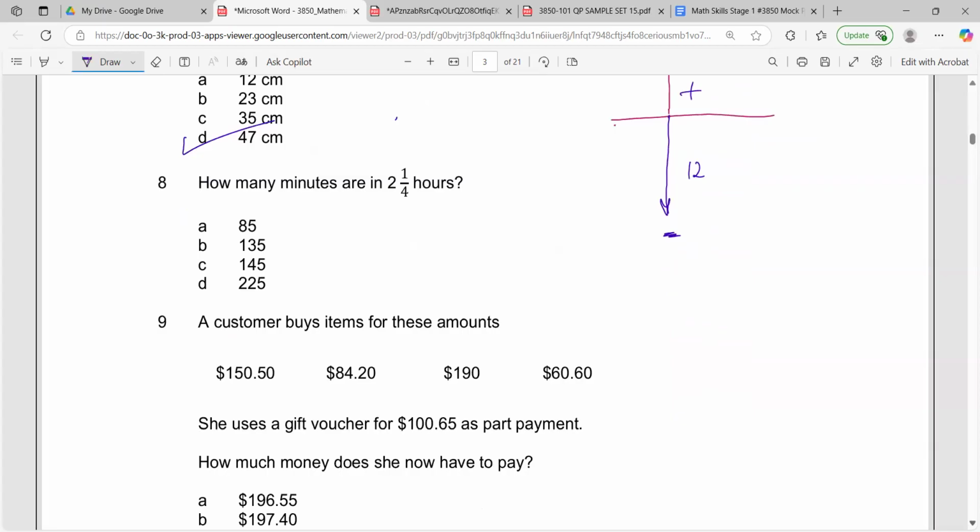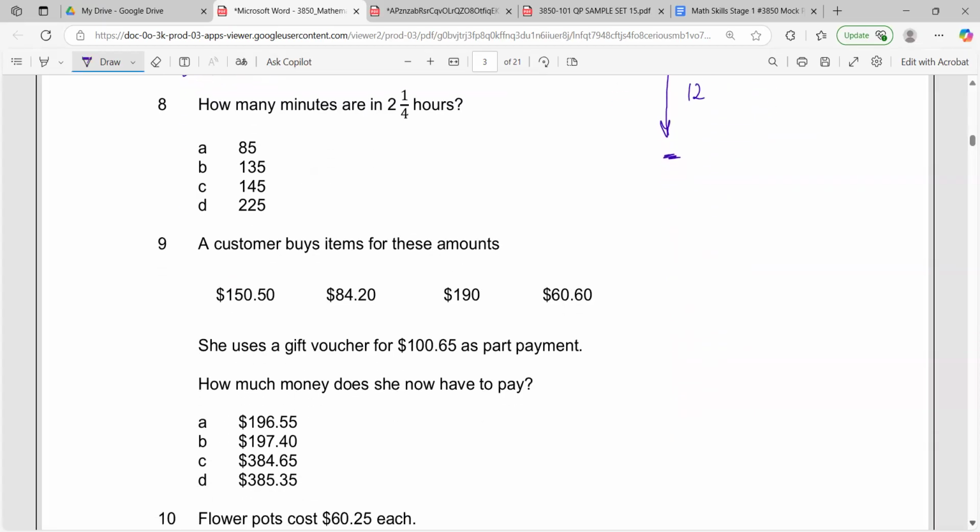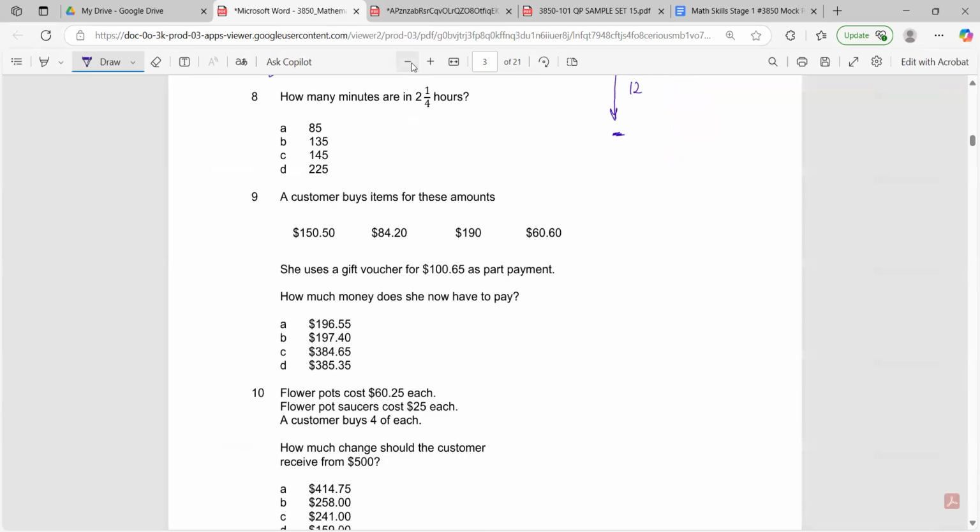Same thing with the temperature, guys. How many minutes are there in 2.25 hours? And then question number 9 says, a customer buys items for these amounts. He uses a gift voucher for $100.65 as part payment. How much money does she now have to pay? So check those two there. I could try to see if we can do at least 10. That would be good. All right, so go ahead.